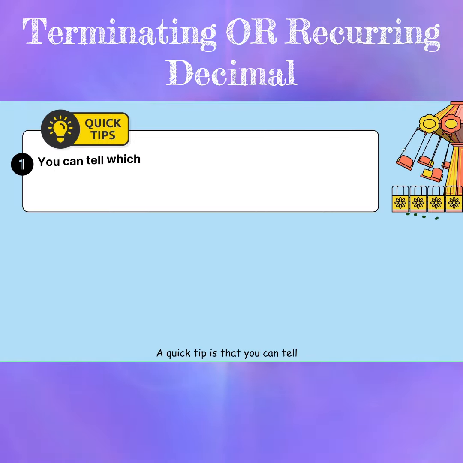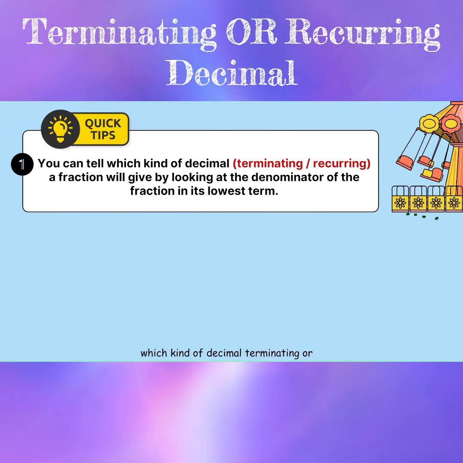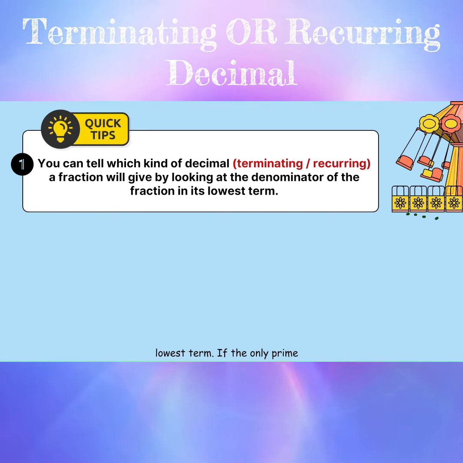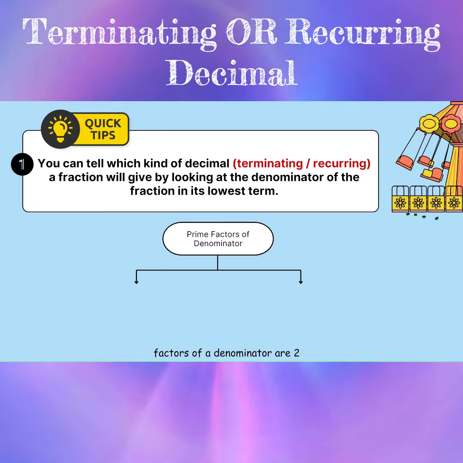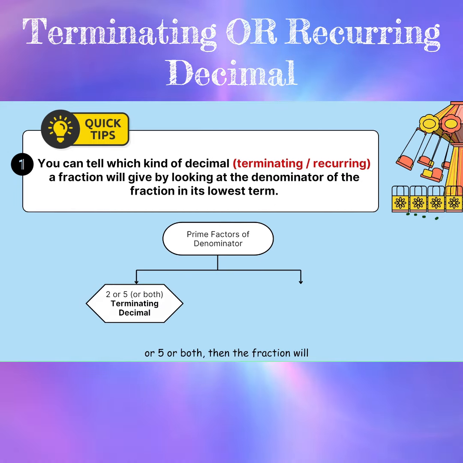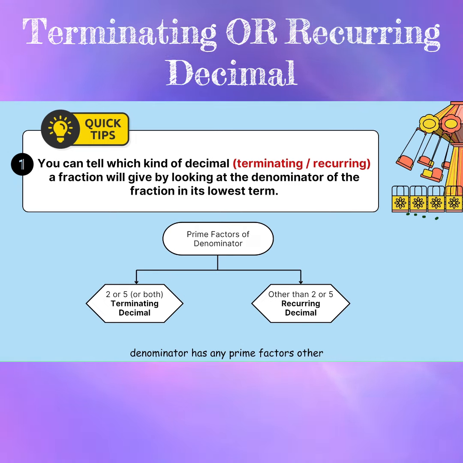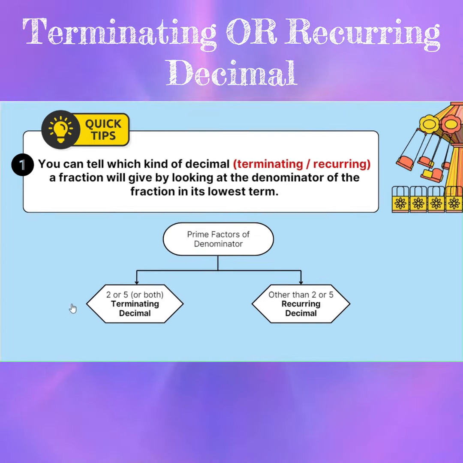A quick tip is that you can tell which kind of decimal, terminating or recurring, a fraction will give by looking at the denominator of the fraction in its lowest terms. If the only prime factors of a denominator are 2 or 5 or both, then the fraction will become a terminating decimal. If the denominator has any prime factors other than 2 or 5, then the fraction will become a recurring decimal. So let's look at an example for both types of decimals.